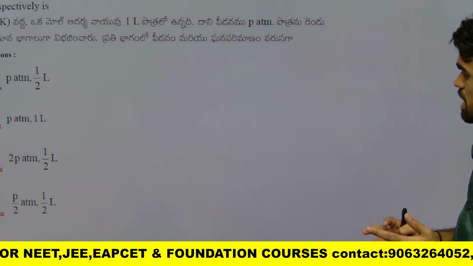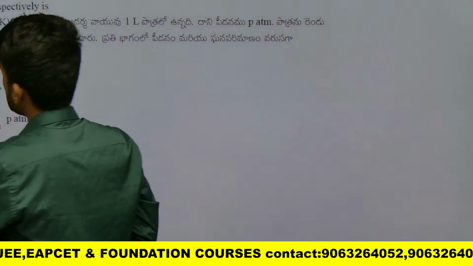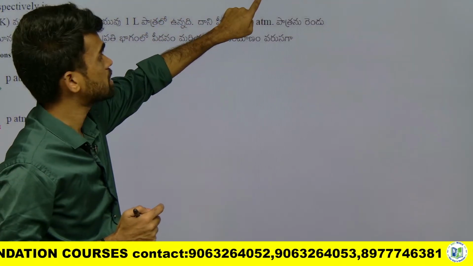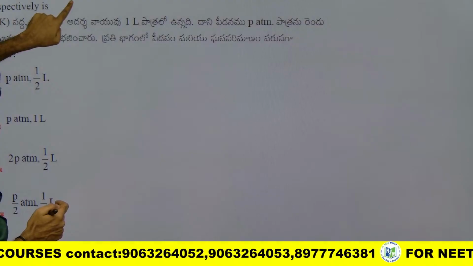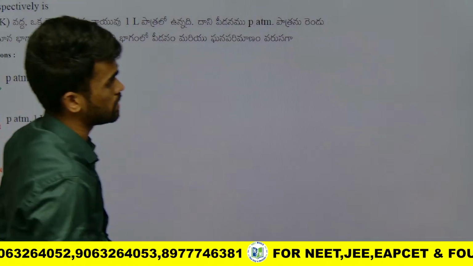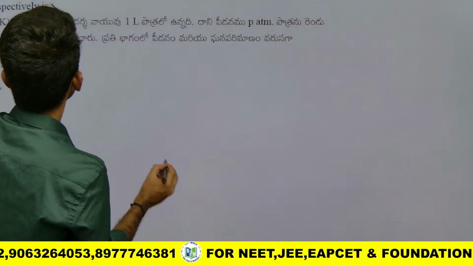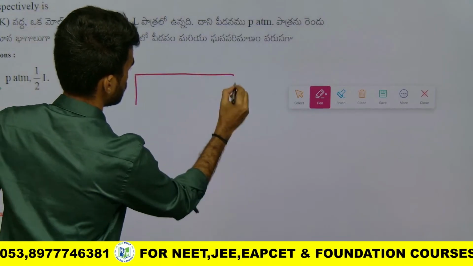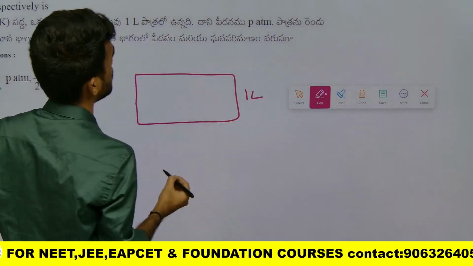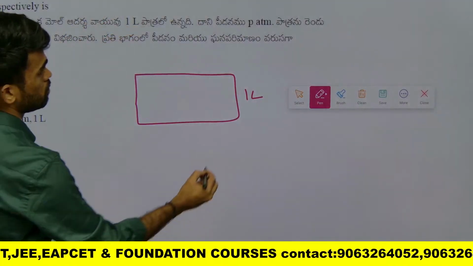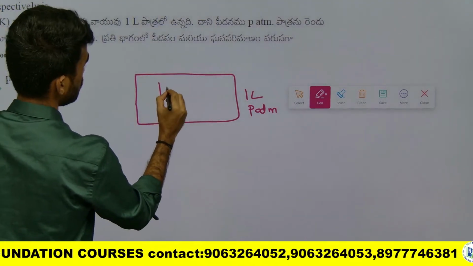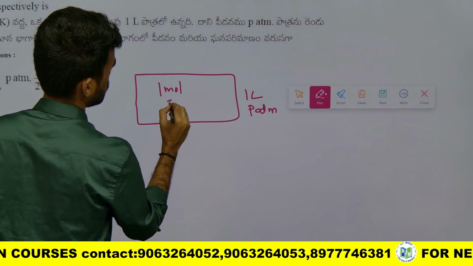Now here we have a general easy question. They are saying 1 mole of an ideal gas is present in a 1 liter vessel at T Kelvin. Its pressure is P atm. The vessel is divided into 2 equal halves. Find the pressure and volume in each part respectively. Let us understand by taking a diagram. 1 mole of ideal gas is present in this container. Let us say the volume of this container is 1 liter and pressure is P atm.